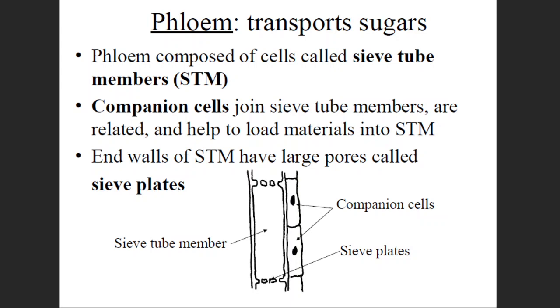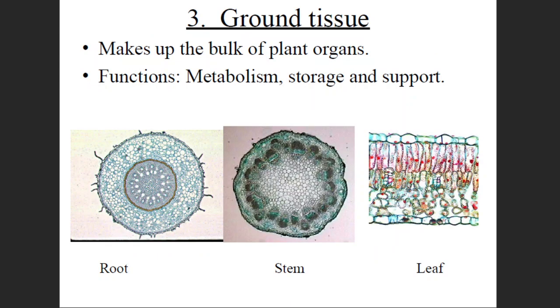Phloem is composed of cells called sieve tubes or sieve tube members. Companion cells share their nucleus with the other cells. They join sieve tube members, are related, and help to load material into the sieve tube members. End walls of the sieve tube members have large pores called sieve plates. Its major function is transport of the organic matter or the food molecules.